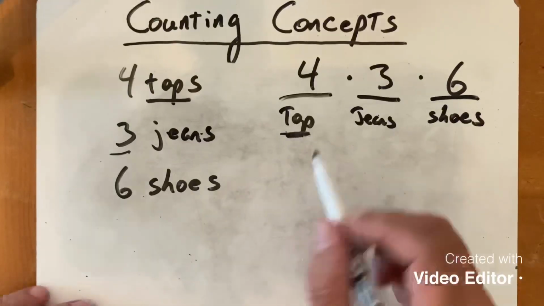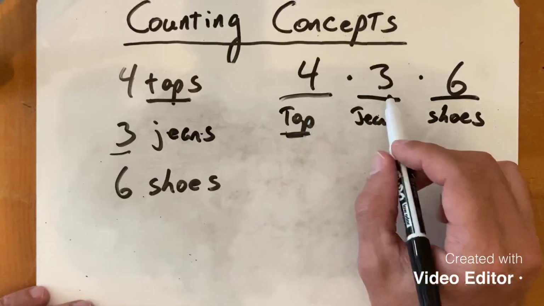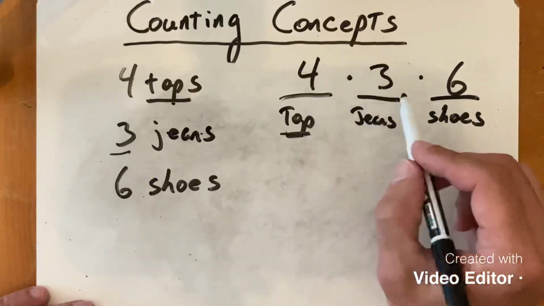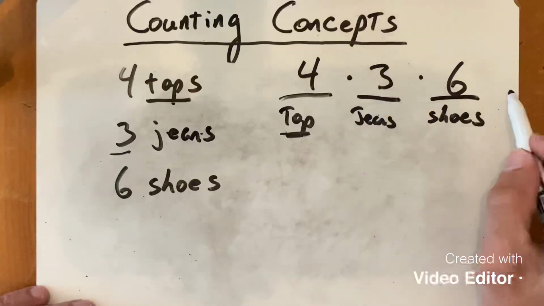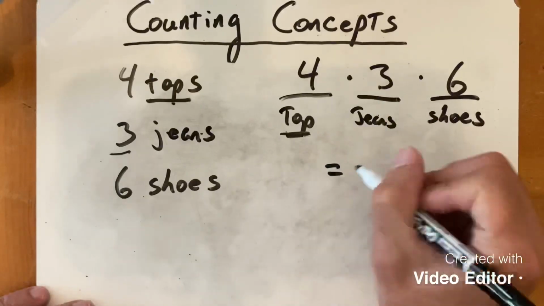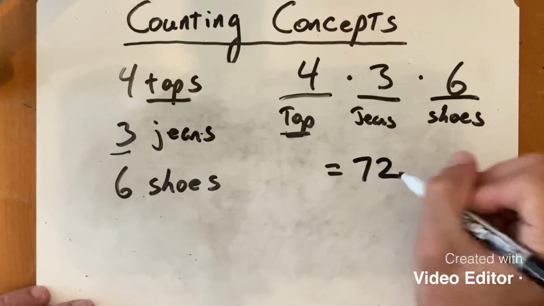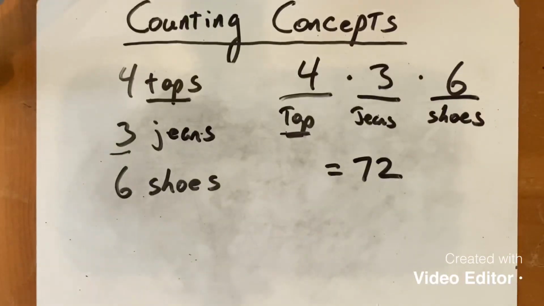So in this case, I'm gonna do 4 times 3 times 6. 4 times 3 is 12, and 12 times 6 is equal to 72. So I can put together 72 different outfit combinations based on those 4 tops, 3 jeans, and 6 shoes.